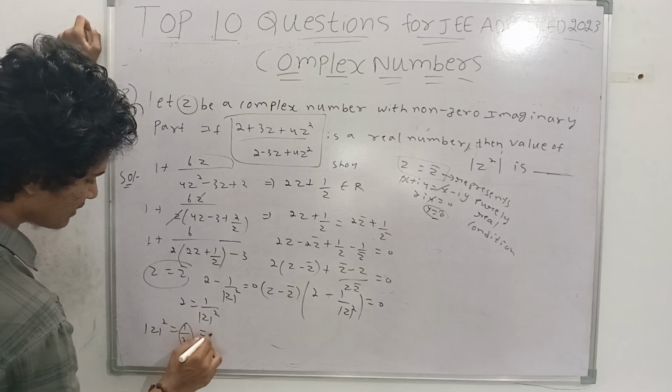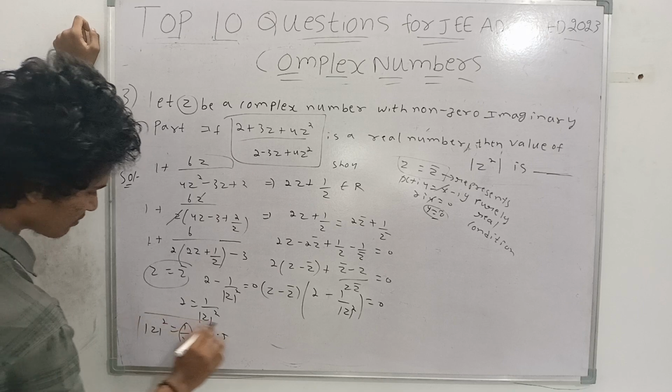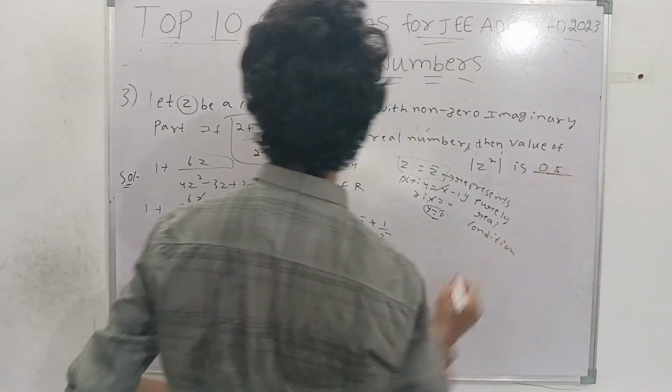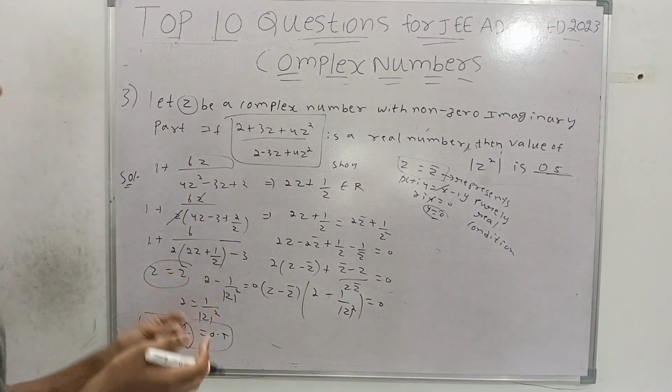What is 1 by 2? It is 0.5. So what is the mod z square value? We got 0.5, so the answer is 0.5. This is a JEE Advanced 2022 question, and it is a simple question.